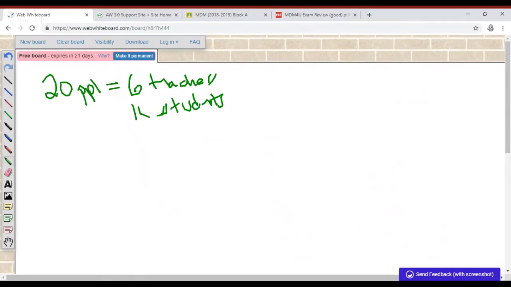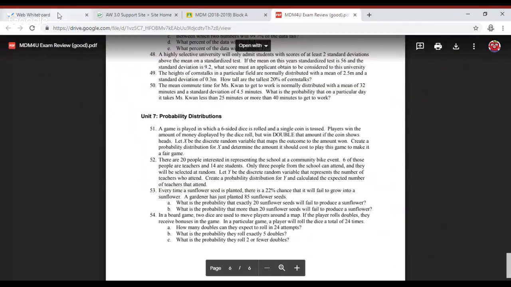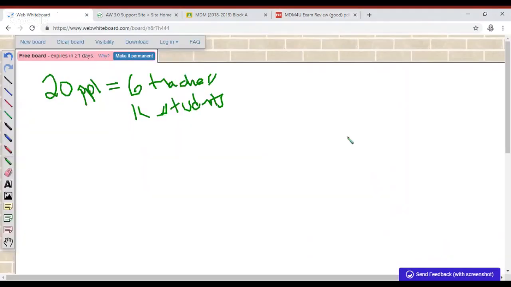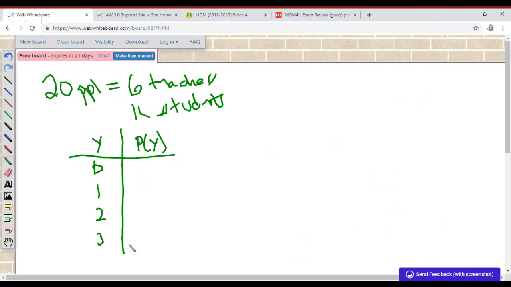And what are we doing? So we're going to randomly select a group of 3. And then we want to look at the probability distribution. So Y, again, the number of teachers. If it's a group of 3, you might have no teachers. You might have 1 teacher, 2 teachers, or 3 teachers. So now I'm going to calculate all those probabilities.